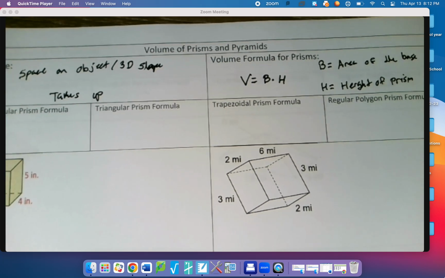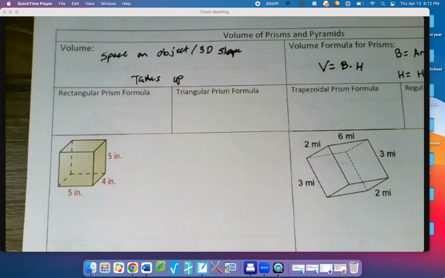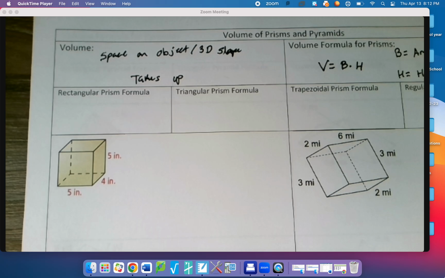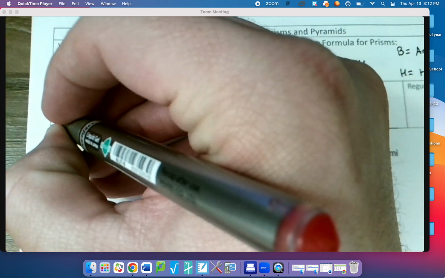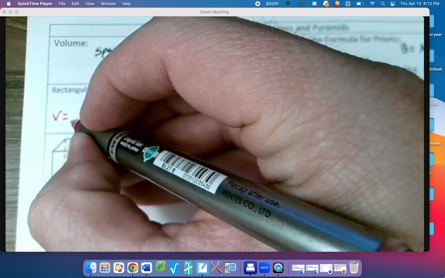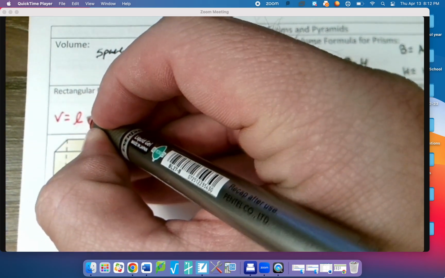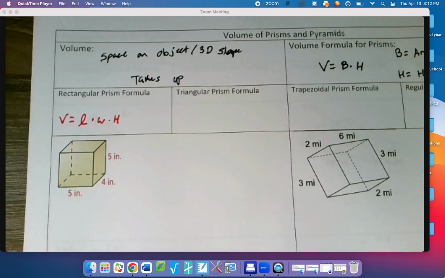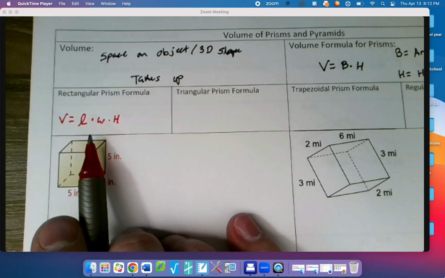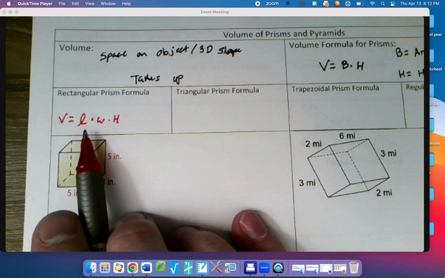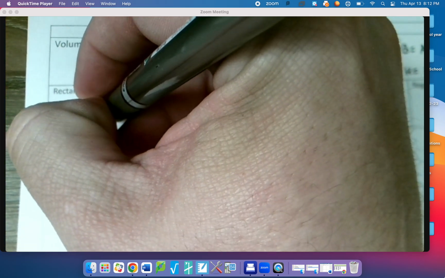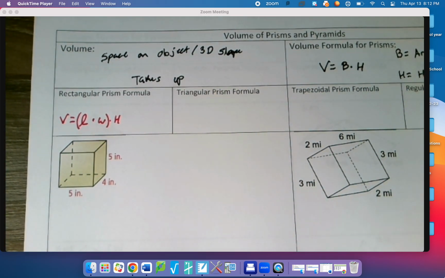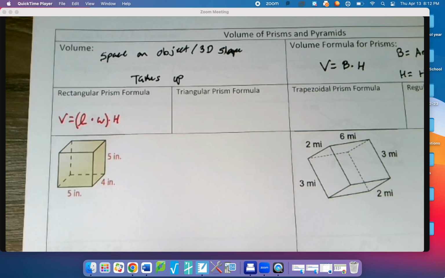So each one of these prisms has their own formula. Rectangular prisms are by far the easiest. The volume is equal to length times width times height. Notice that length and width are lowercase, height is uppercase, because the length times width, this portion, is the area of the base. Then H, how tall it is.